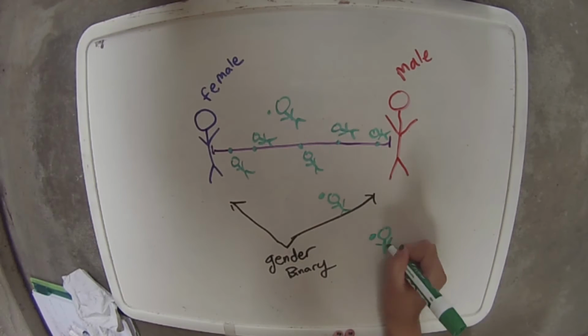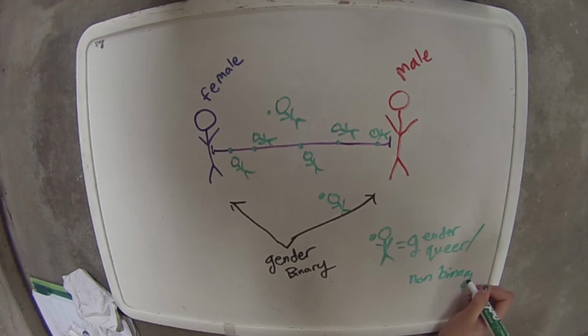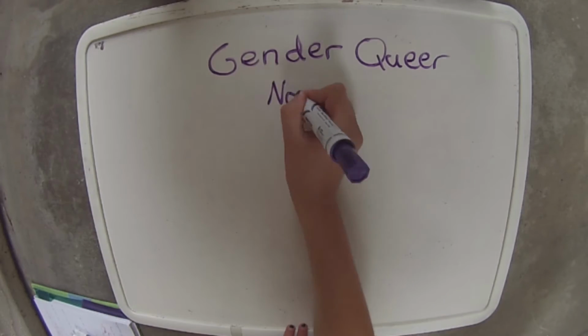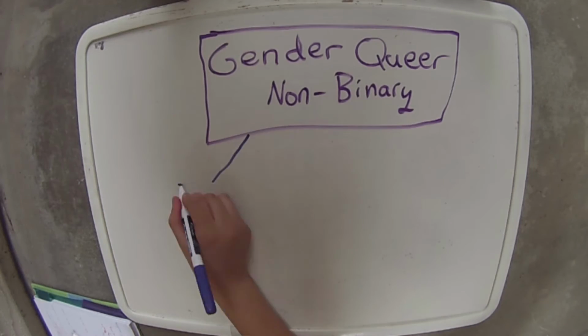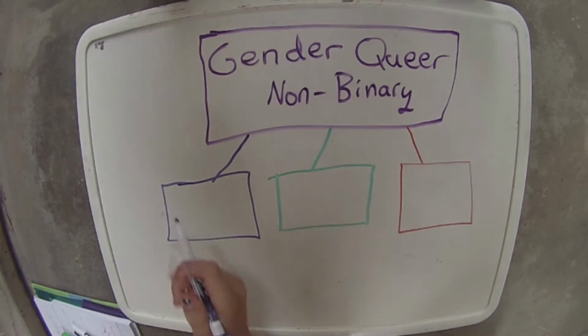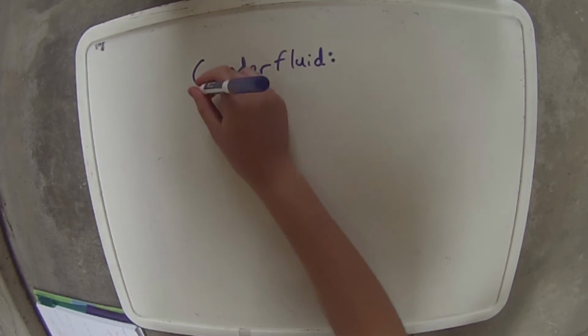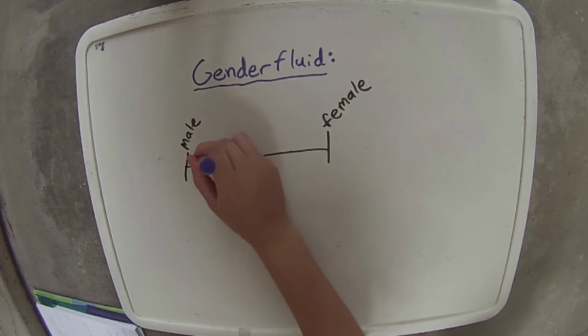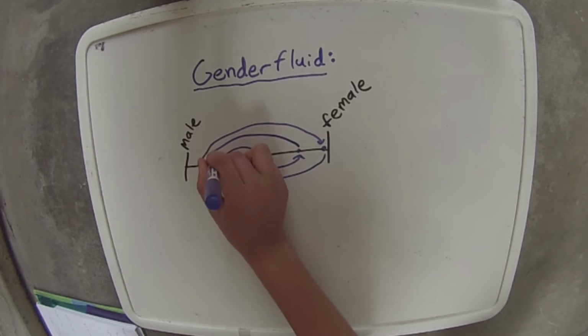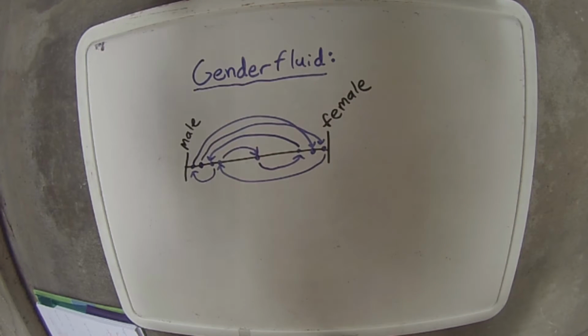The people who don't fit in as strictly male or female are the non-binary or gender queer. There are many types of gender queer. However, this video is only long enough to cover three main branches. The first branch is gender fluid. If someone is gender fluid, then they shift around the gender spectrum. Sometimes they are more male, sometimes more female, and sometimes in the middle.